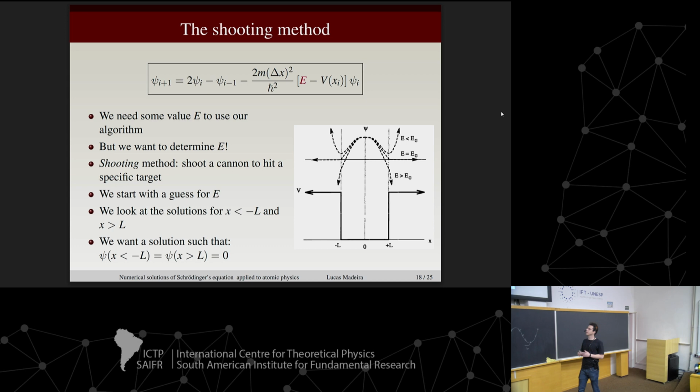So what can we do? We start with a guess for my energy, okay? And then we can look at what happens with the solutions outside of the well. What's going to happen? I'm going to center my discussion around the ground state first, but this is valid for excited states as well. For energies that are smaller than the ground state, this wave function is going to diverge upwards outside of the well. For energies that are larger than the energy of the ground state, outside of the well, they're going to diverge downwards. What's a possible way of seeing this? Imagine that we start with energy zero, okay? What does the solution look like?